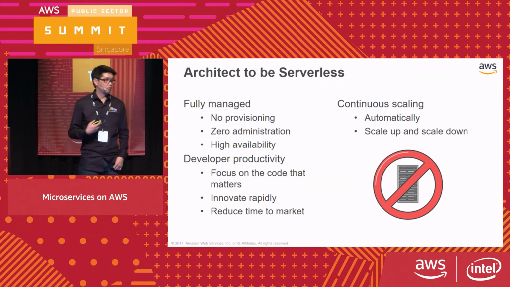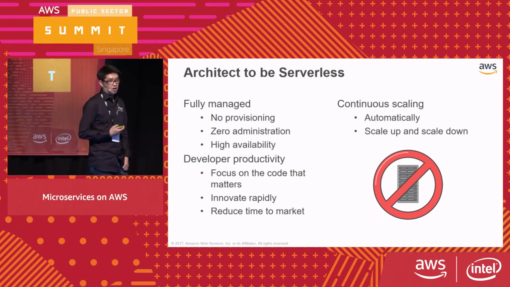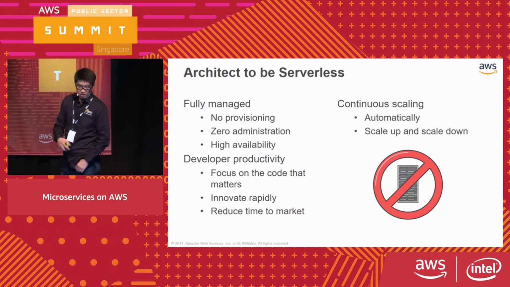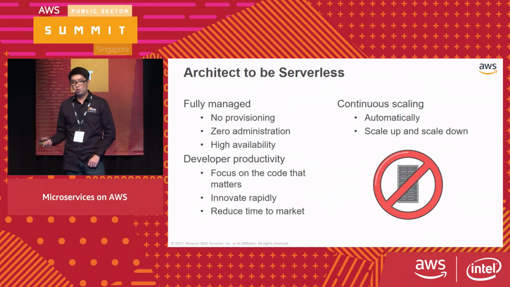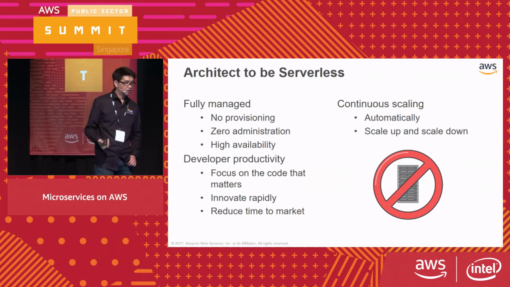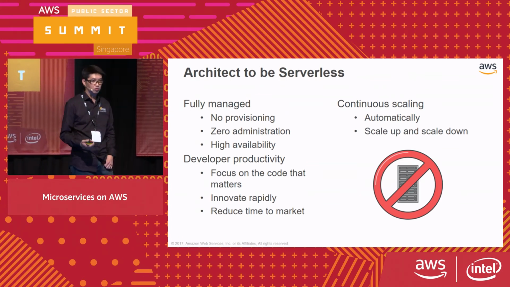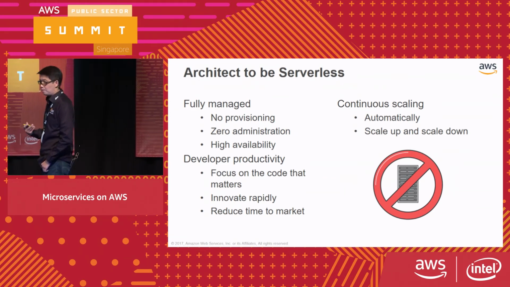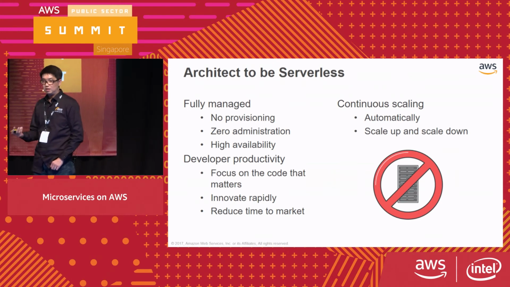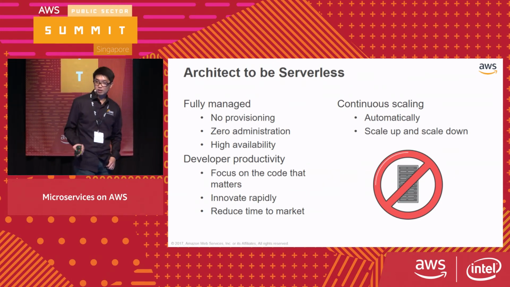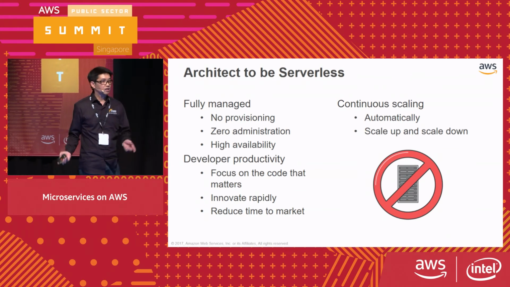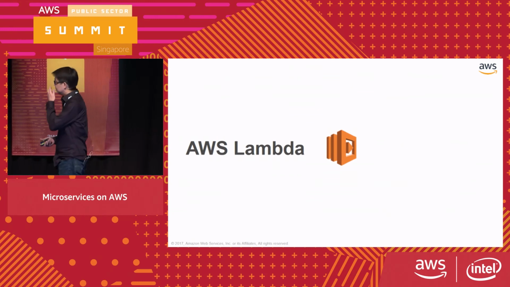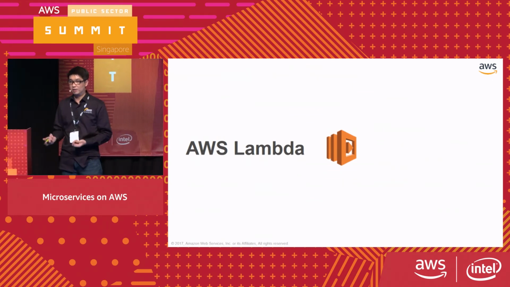All I have to do is focus on my application code. I do not have to care about provisioning. I have high availability built in. There's no need for me to patch or monitor the operating systems. As a developer, I will just focus on my code to build the business logic. And to be a serverless application, it has to scale according to what I need, such that I do not have to manage the scaling. It will scale up and down automatically. So with that, we are looking at AWS Lambda.